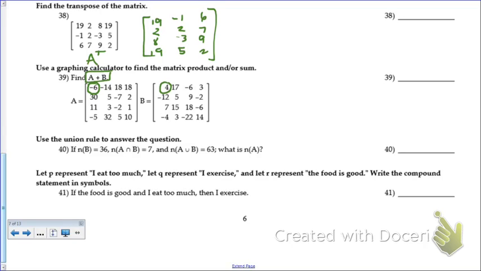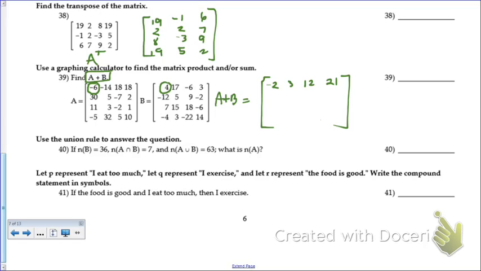So in my sum, A plus B, my first element then would be -6 plus 4, which is -2. My second element would be -14 plus 17, which is 3. 18 plus -6 would be 12. And first row, fourth column, would be 18 plus 3, which is 21. And then I would continue that with the other rows.